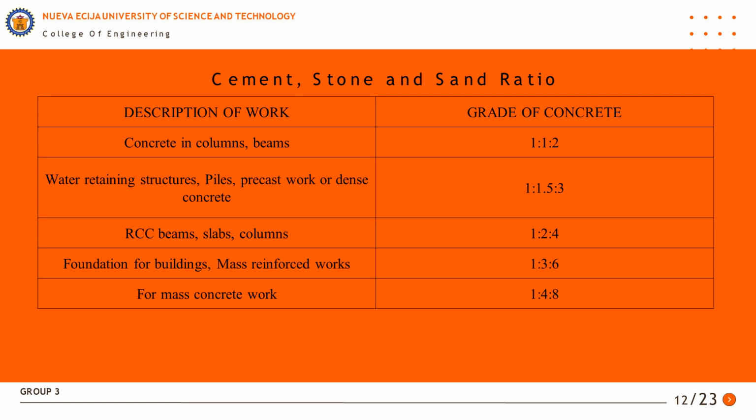So as I have said earlier, hindi mo pwedeng paghalo-haluin yung concrete mixture kung anong ratio yung gusto mo. Meron tayong kailangan sundin depending sa structures na itatayo mo. For example, sa concrete column, 1 part of cement, 1 part of sand, and 2 parts of aggregates. Sa water retaining structures naman or dense concrete, it would be 1 to 1.5 to 3. For RCC beam slab column, it would be 1 to 2 to 4. For mass reinforced works, it's 1 to 3 to 6. And finally, for mass concrete work, it's 1 to 4 to 8 cement, sand, aggregates respectively.